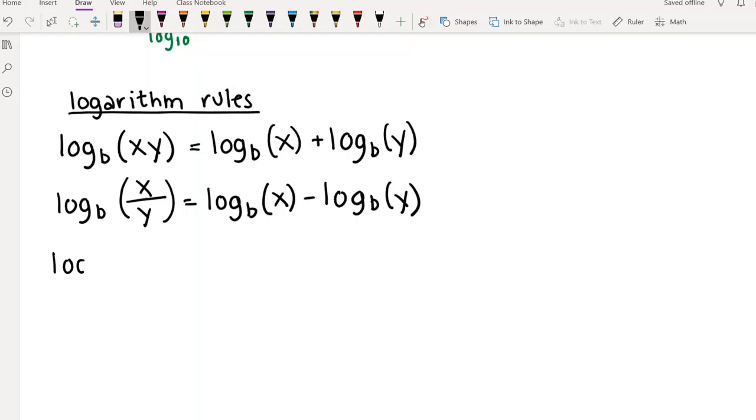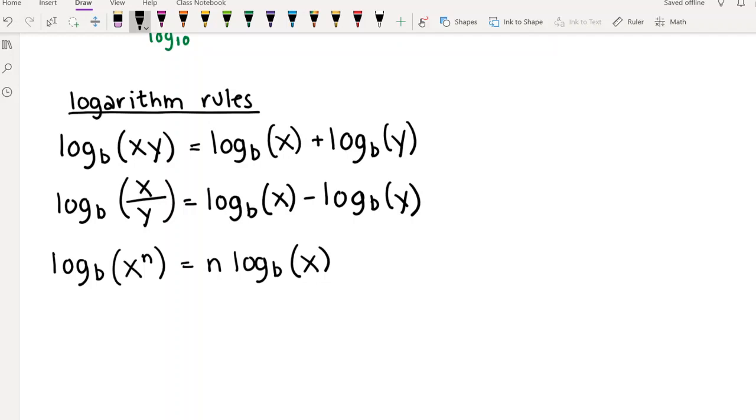And then the last one is that if you're taking a logarithm of a number raised to another power, then you can bring that exponent down. I think this is the one that we mentioned in a previous video. You can bring that number down and multiply with it instead. And that comes from the exponent rule that says if you take an exponent and raise it to another exponent, you can multiply the exponents.